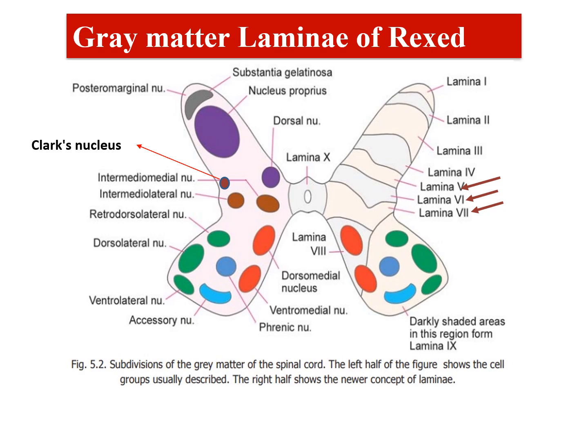The title of this diagram says subdivisions of the gray matter of spinal cord. The left half of the figure shows the cell groups which are usually described. The right half shows the newer concept of laminae.